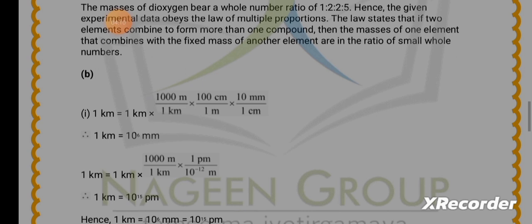Now you know that in 1 kilometer there are 1000 meters. So 1 kilometer is equal to 1000 meters. Clear? And 1 meter is equal to 100 centimeters, and in 1 centimeter there are 10 millimeters. So by multiplying these factors, 1 kilometer is equal to 10 to the power 6 mm. 1000 for the meter, 100 for the centimeter and 10 for the millimeter. When you multiply all these zeros, you get the answer 10 to the power 6 mm.